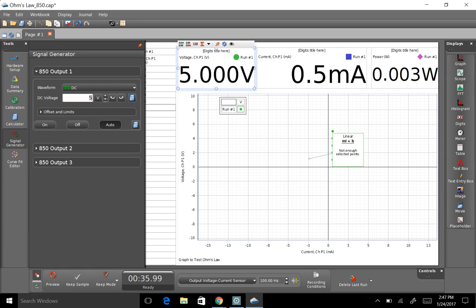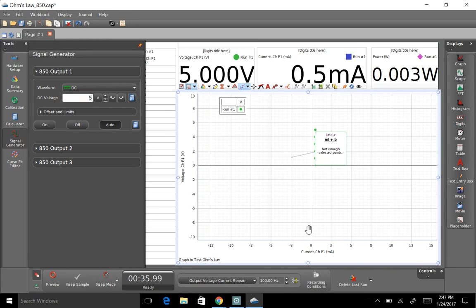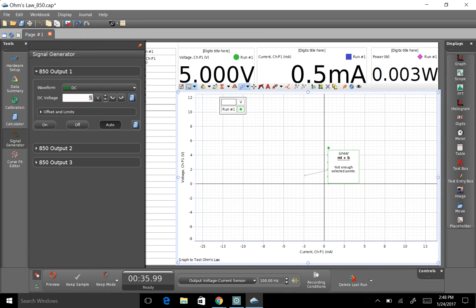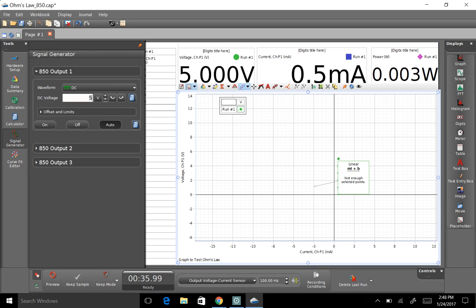I'm not going to go to 10 because, of course, my data here is meaningless because I don't have the ammeter connected. Now, you can see here a problem. Look at that data. If the ammeter is not connected, what should the current have been?